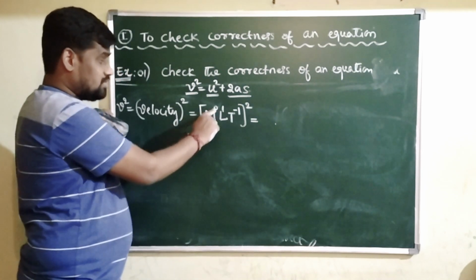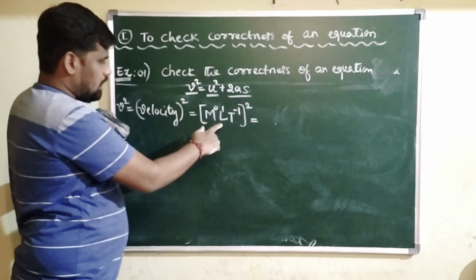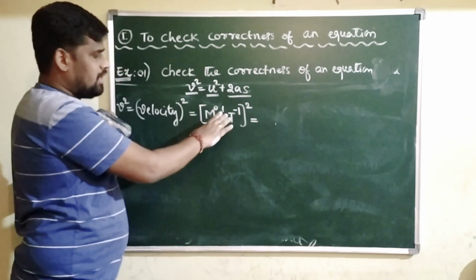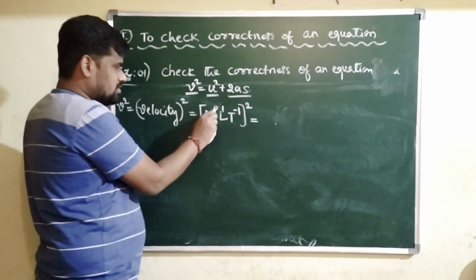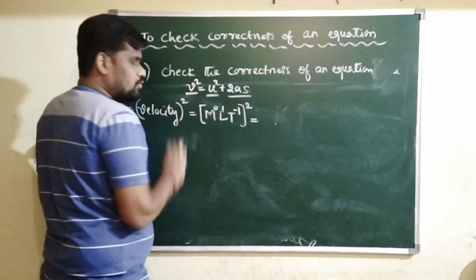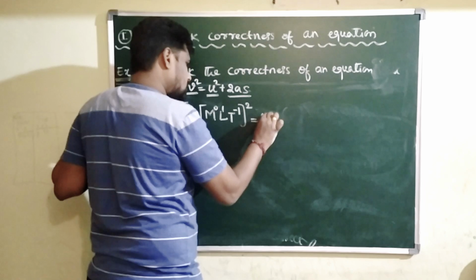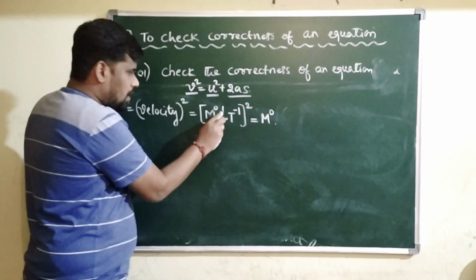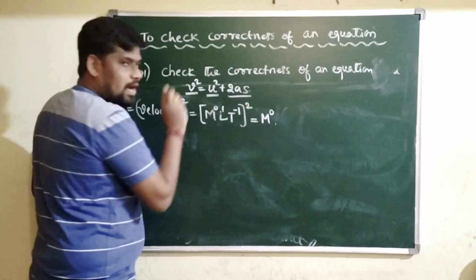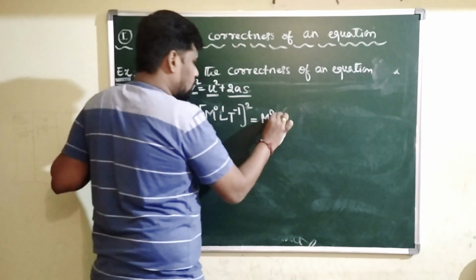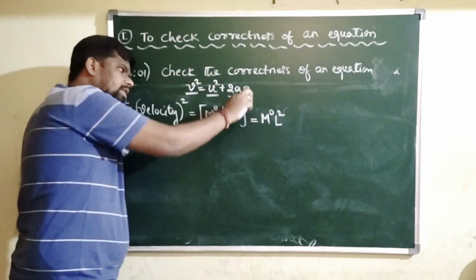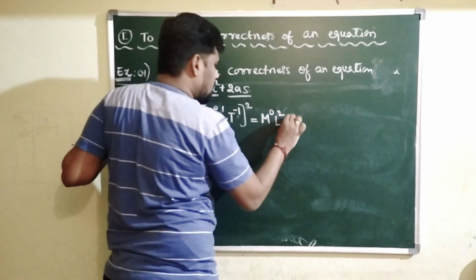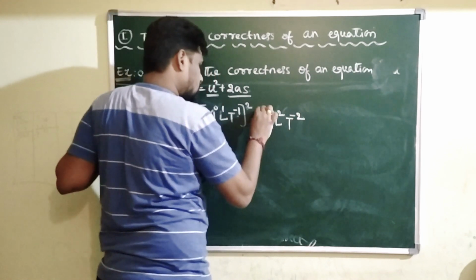M to the power 0 whole square, L to the power 1 square, T to the power minus 1 square. What is it? M to the power 0 square, 0 into 2 is 0. M power 0. L power 1 square, 1 into 2, 2. That is L square. T to the power minus 1 whole square is T to the power minus 2.